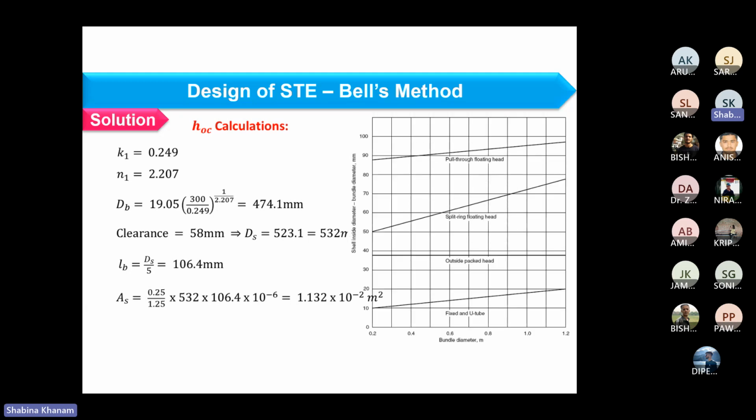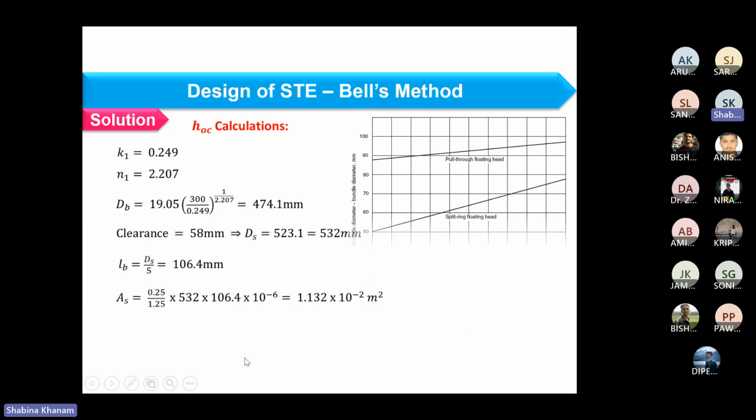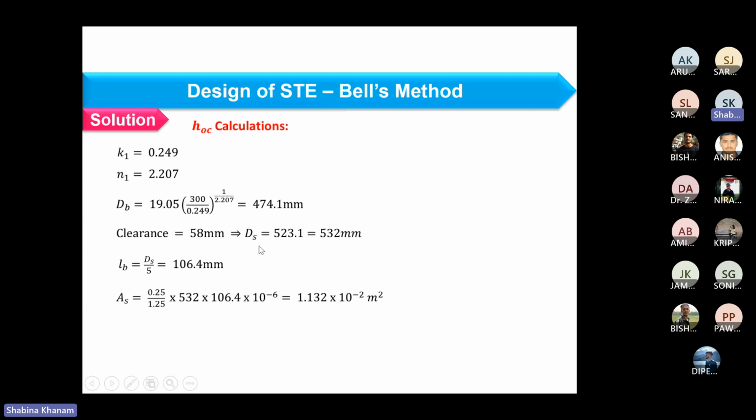For that we need to find out the clearance, and the bundle dia you have already calculated, 474.1 something like that. Split ring floating head heat exchanger is given to us, and corresponding to that, the clearance we can find as 58 mm, and the shell dia you can calculate further.